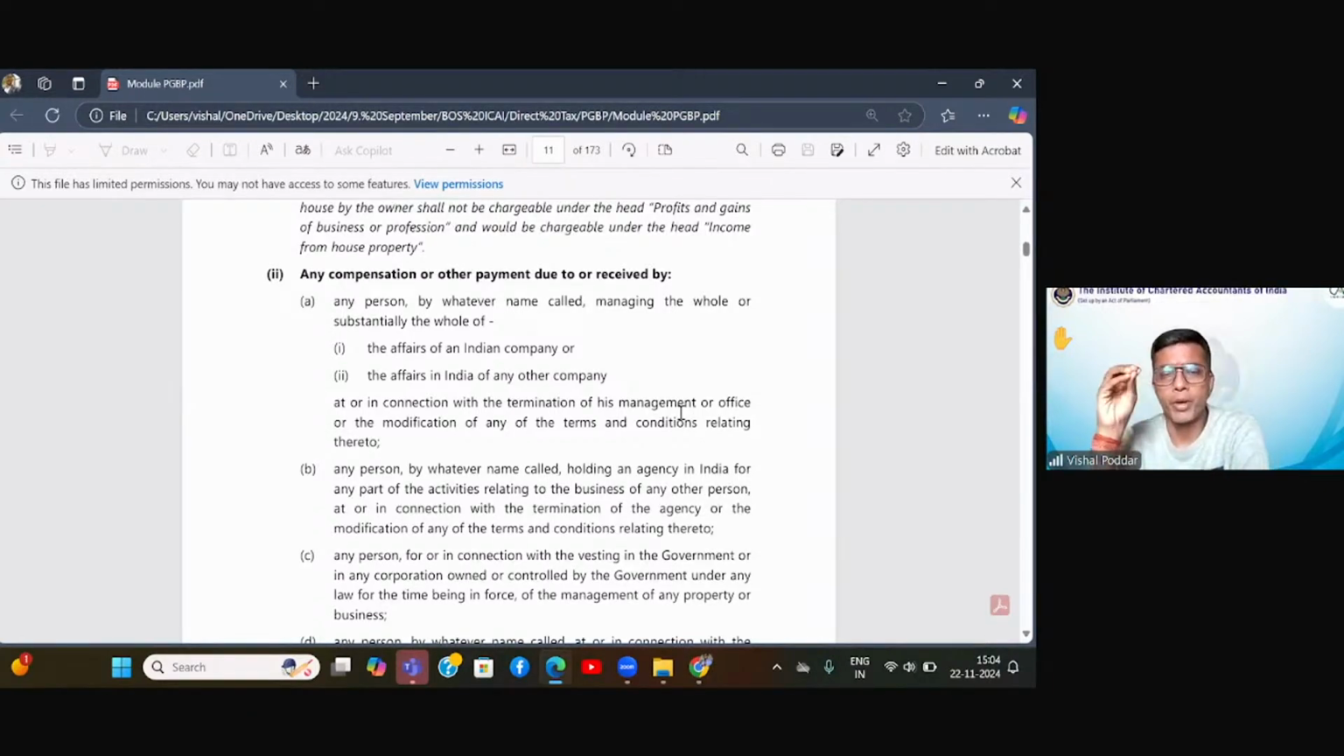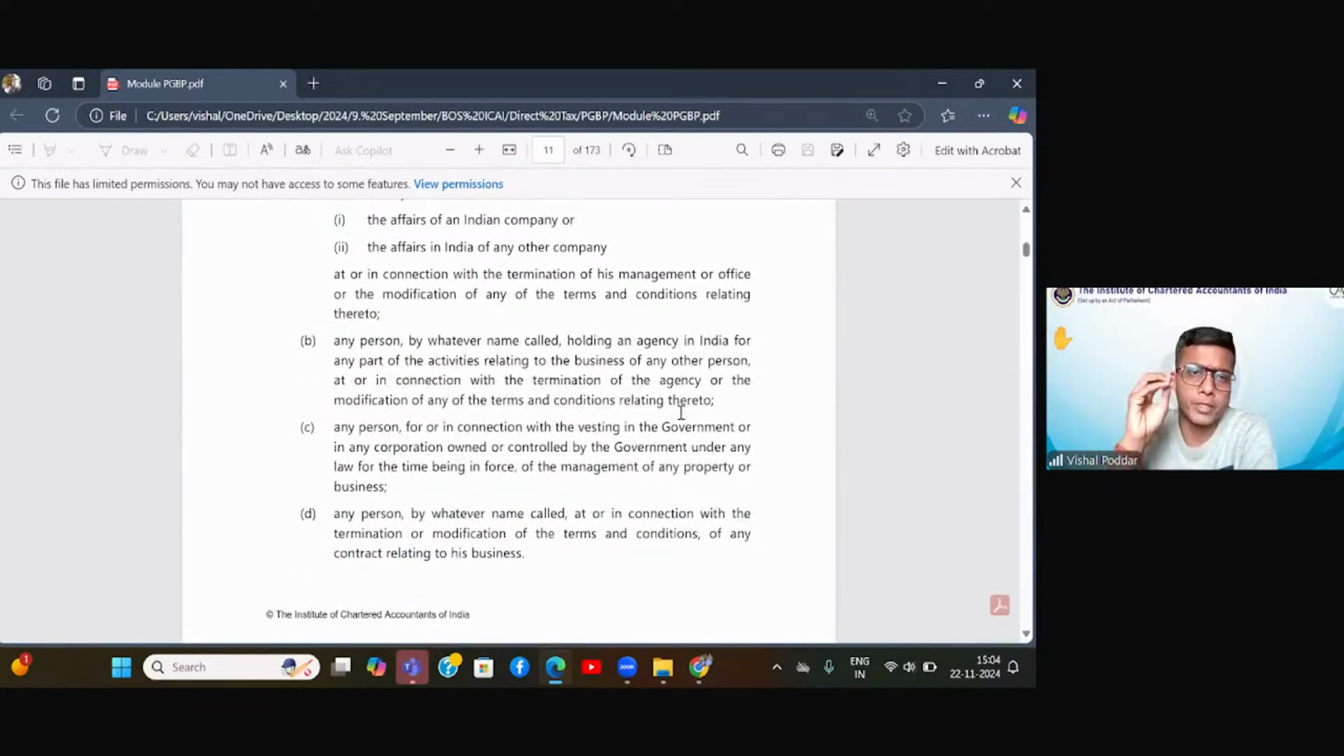So what is this? The point is simple. Why are you receiving this compensation? Because you have foregone your rights of management of any Indian or foreign company. So in short, you are foregoing your right to do that particular activity, and as compensation, you are getting this. Similarly, point B, you have the agency of a particular brand in India. Again, you decided to terminate or amend that. That is where you are given compensation. That compensation will be treated as your PGBP income, because doing this is your business, correct?